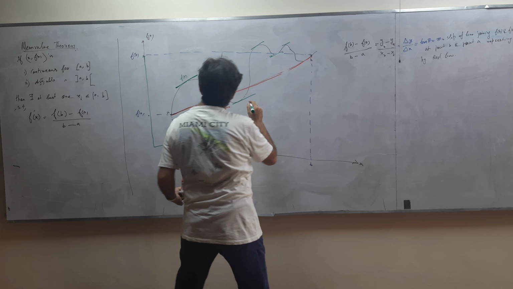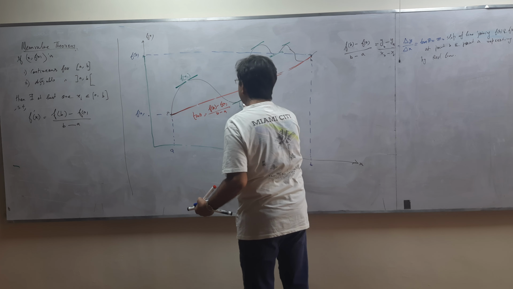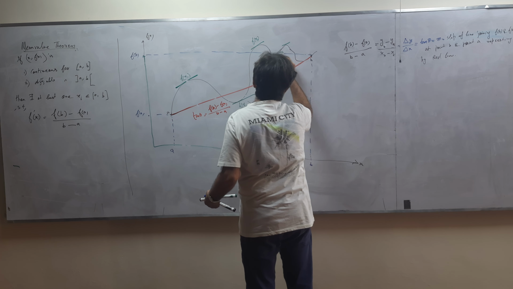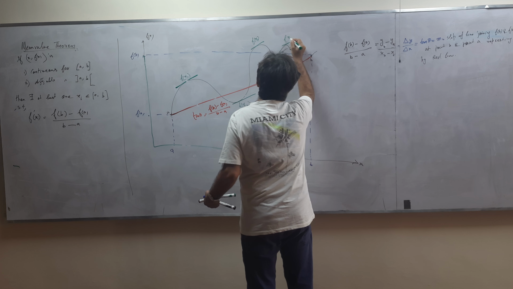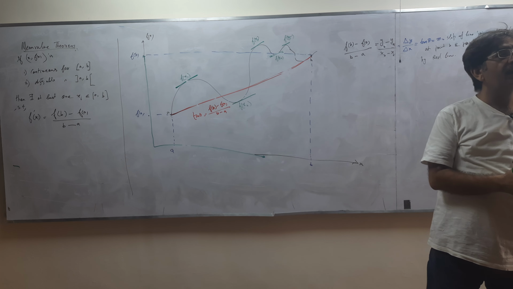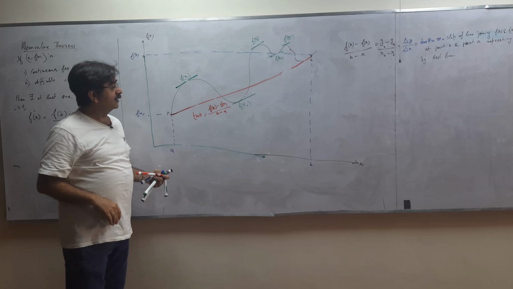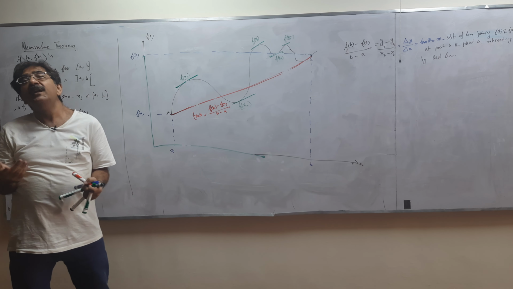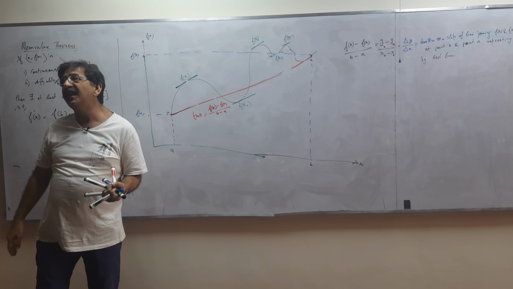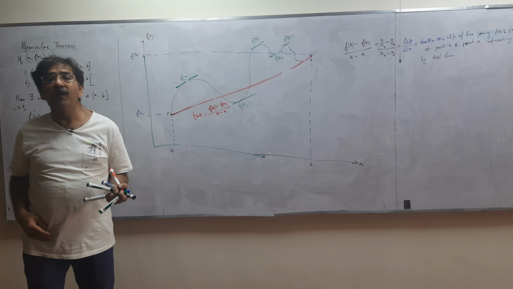Let's suppose this is fx1, this is fx2, this is fx3, that is fx4, that fx5. So, at all these points, the tangent will be parallel to this line. The slope is the same as this. If the slope is the same, then they will be parallel lines. So all these lines will be parallel. They have the same slope.